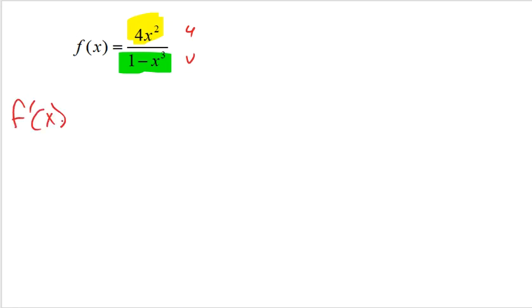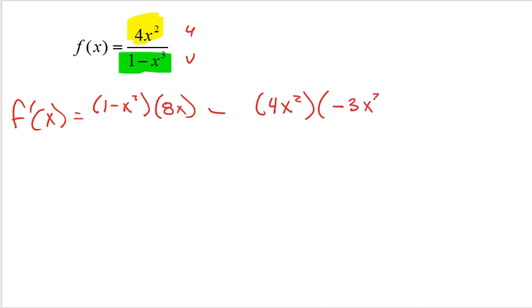All right, so the derivative is going to be v, 1 minus x cubed. Don't change it, leave it alone, times the derivative of u, which is 8x. Again, 2 falls down in front, 4 times 2 is 8, x to the 1st. Minus, now this time I'm going to leave the top alone, 4x squared, times the derivative of the bottom. Well, the derivative of 1 is 0. And then the 3 falls down in front, which makes a negative 3x squared.